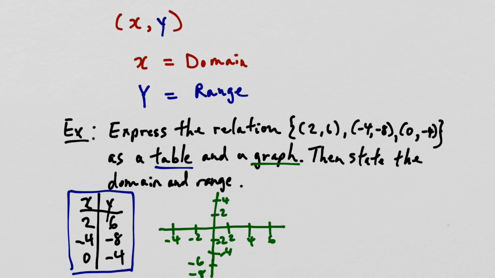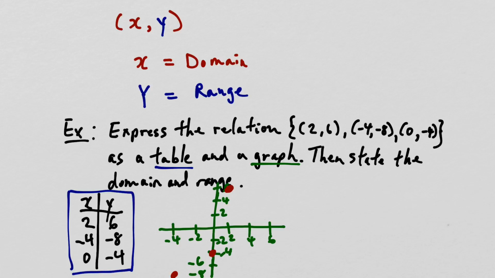So now we need to plot. So the first coordinate I'm going to plot in red. It's (2, 6). So I need to go up here, make this a 6, and plot my first point, which is right there, (2, 6). The next point would be (-4, -8), which would be down here. And then the last one, (0, -4), would be right here. Okay, so that takes care of the graphing.